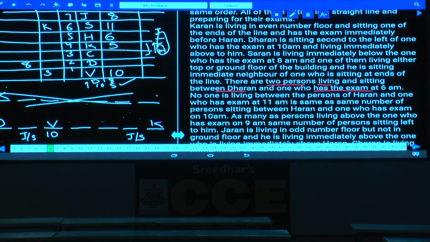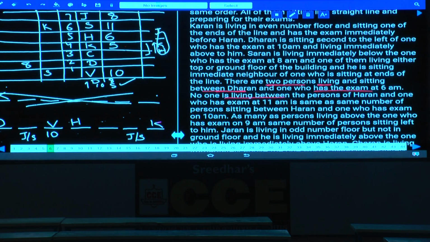Then who are those 2 persons here? Dharan and who is that person? 6 o'clock. Then who is at 6 o'clock here? H is at 6 o'clock. And H at 6 o'clock means between D and H there must be 2 persons sitting. Hence where should this H be? H must be at this place. There are 2 persons sitting between them and the one who has exam at 6 am.